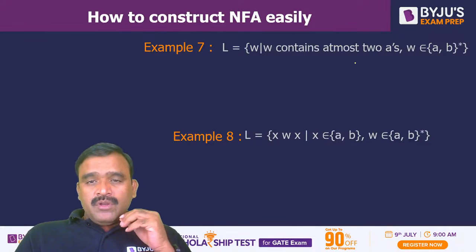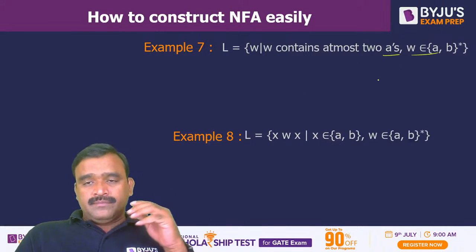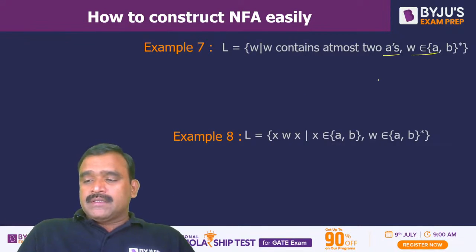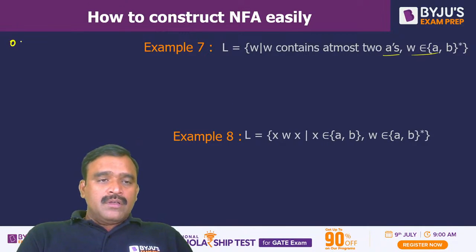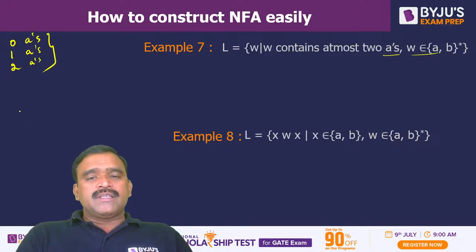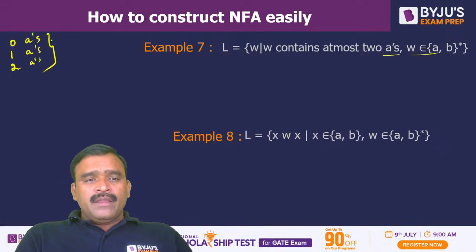W such that W contains at most 2 A's. What do you mean by at most 2 A's? So the maximum number of A's must be 2. So that means we may have 0 A's, we may have 1 A, okay, we may have 2 A's. Number of A's can be either 0 or 1 or 2. This is at a maximum. And what about B's? B's can be any number anywhere. If there are 0 A's, that means only B's are possible.